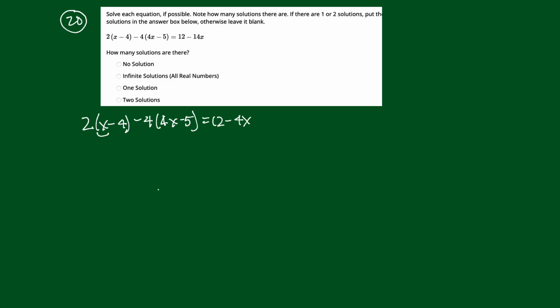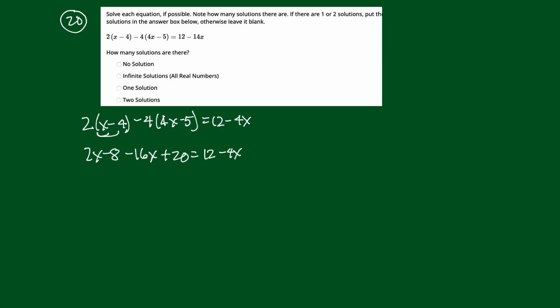Let's eliminate these parentheses. So in this one, let's multiply through by 2. We'll get 2x minus 8. In this set here, let's multiply through by negative 4. So I'll get negative 4 times 4x is negative 16x, or minus 16x. And then negative 4 times negative 5 is plus 20. And this is supposed to be equal to 12 minus 4x.